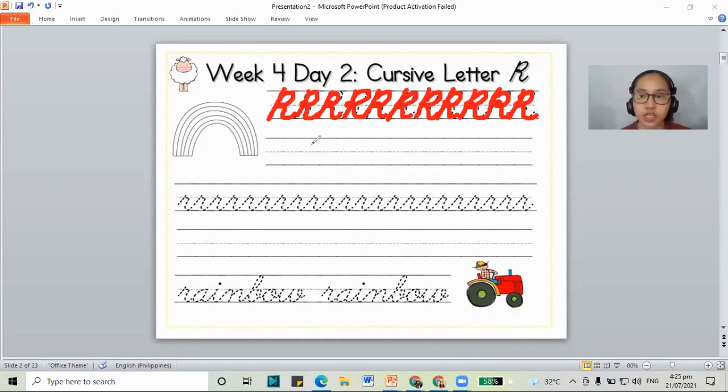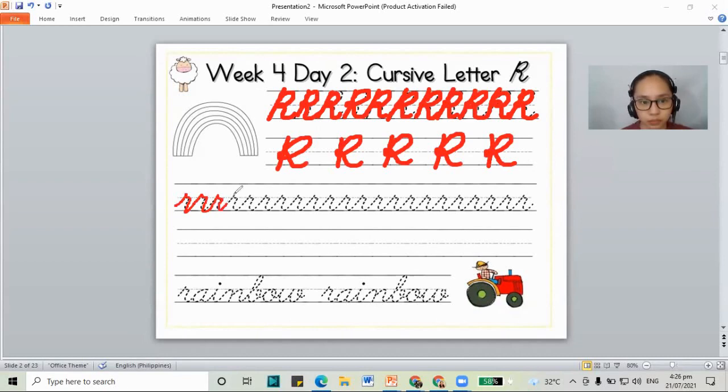How about for this part? Line down, go around, add a loop. That's how you make your letter R, the capital letter R. And for the lowercase r, make a point at the top. Follow your lines for your letter R.